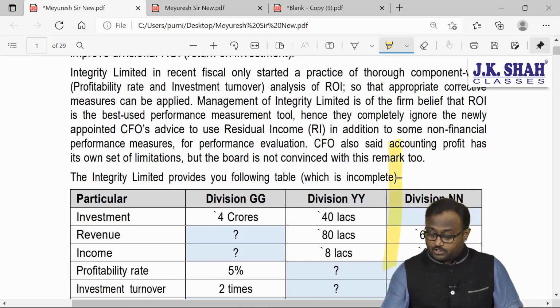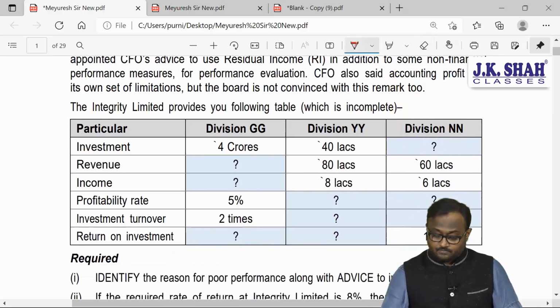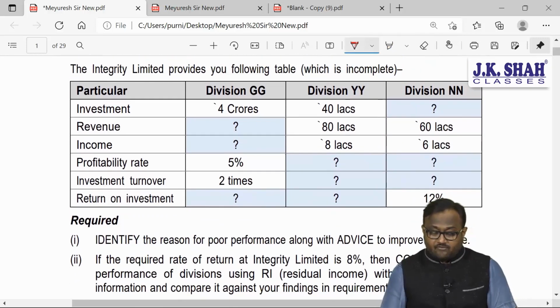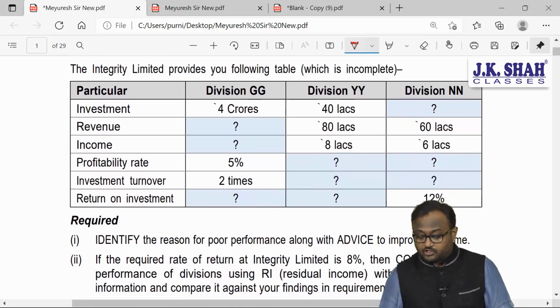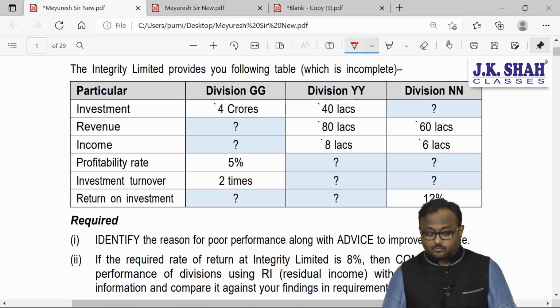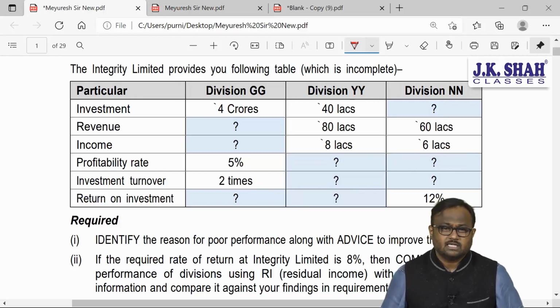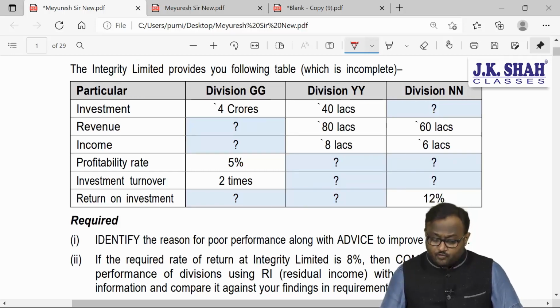Look at this information, guys. We have something made available to us. We have division wise investment, revenue, income, profitability rate, investment turnover and return on investment. Guys, if you know all these formulas, you will be able to fill up all those question marks also. I'll go for division YY. Please concentrate.